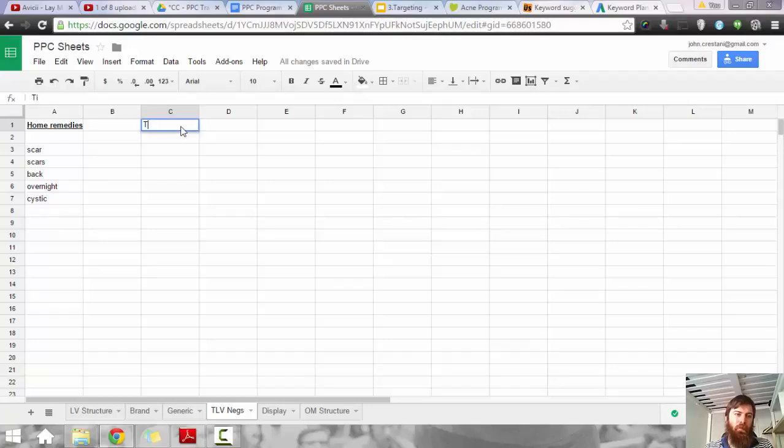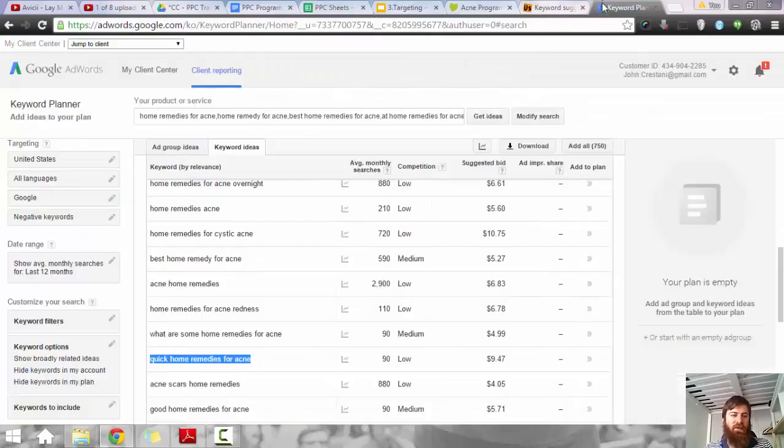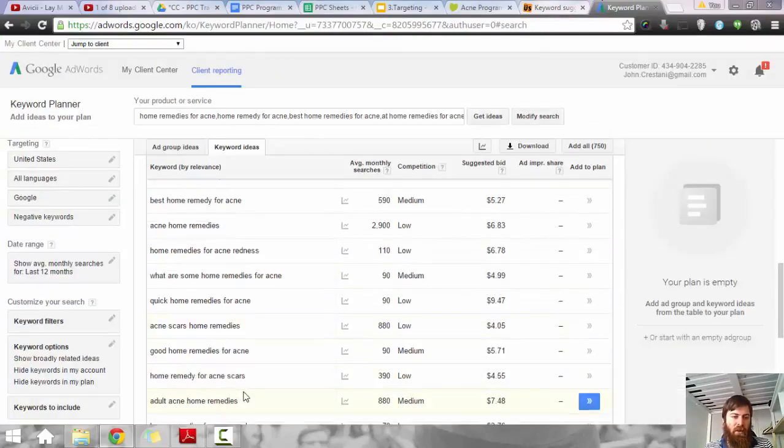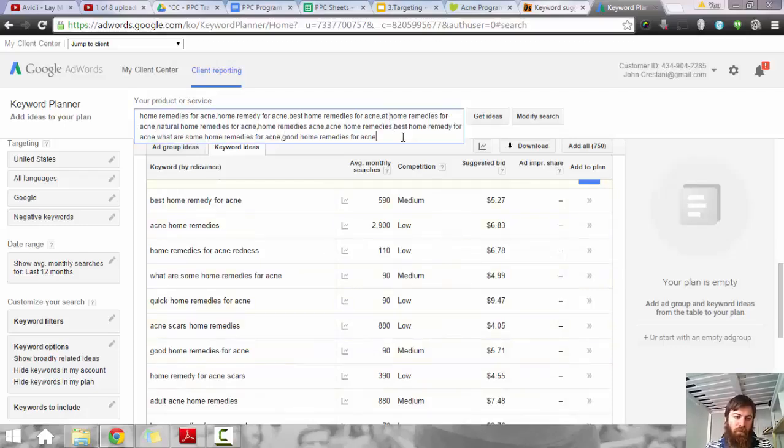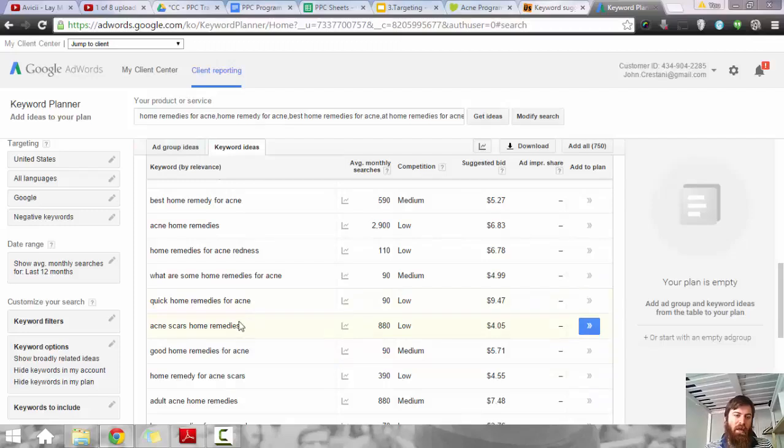So, I'll say quick, overnight, and I'm going to take this out of, you know, this is another negative group. So what I'm doing is I'm just collecting negatives as I'm going along here. Acne scars home remedy, good home remedies for acne. Adult acne home remedies.